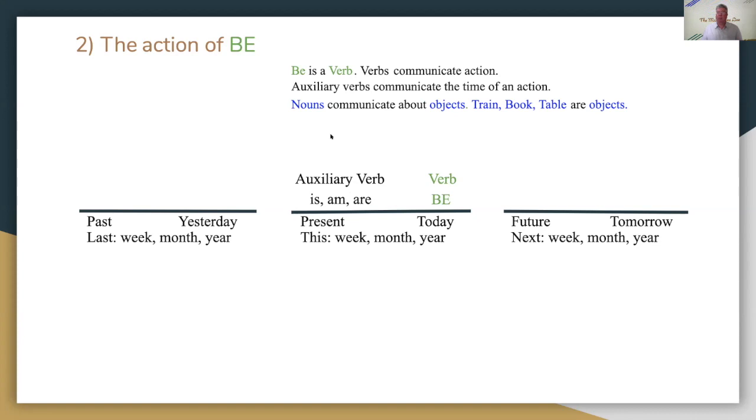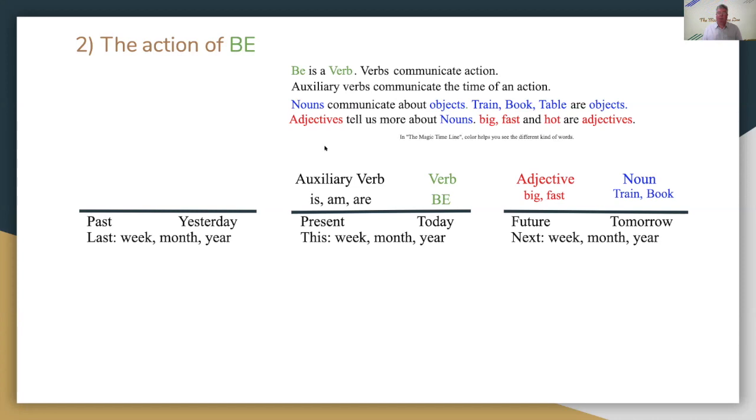We also need to understand about other kinds of words. So the next one is the noun. Nouns communicate about objects. For example, train, book, table. These are objects. Another idea that we need to understand is the idea of adjectives. Adjectives tell us more about nouns. For example, big, fast, and hot are adjectives. In the Magic Timeline, I use color to help you see the different kinds of words.